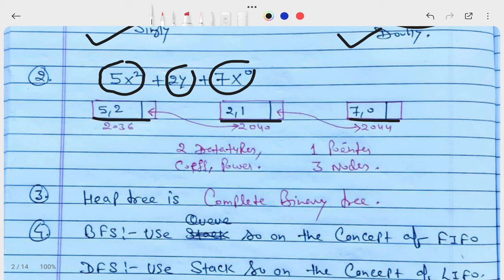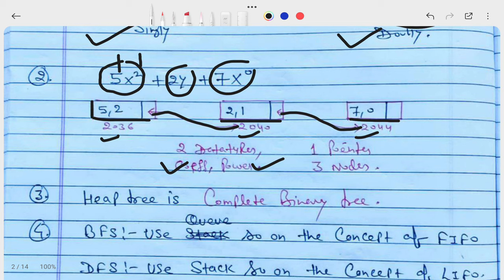Now according to the property of linked list, you will write some address for this node, and for this node also the computer will create one. The address of this will be here, the address of this will be here. Then you can see there is the coefficient and the power; one is the coefficient and second is the power.